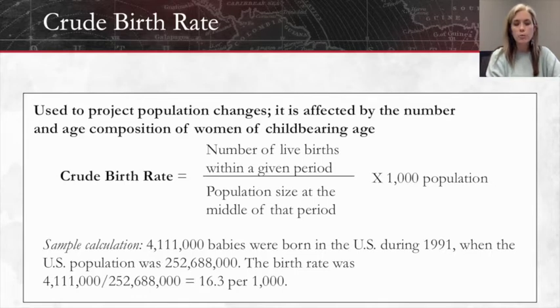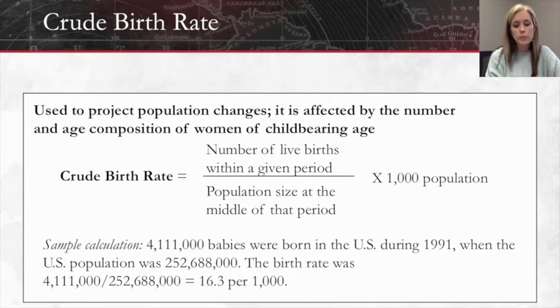If you wanted to project population changes, then you would use the crude birth rate. So again, it may not be a researcher that's simply looking at birthing practices or birth rates because that's their subset. You have a lot of people who study population dynamics that look at population changes. People in the government, if they wanted to look at, say, burden on Social Security, would obviously look at crude birth rate. It's ultimately affected by the number and age composition of women of childbearing age.